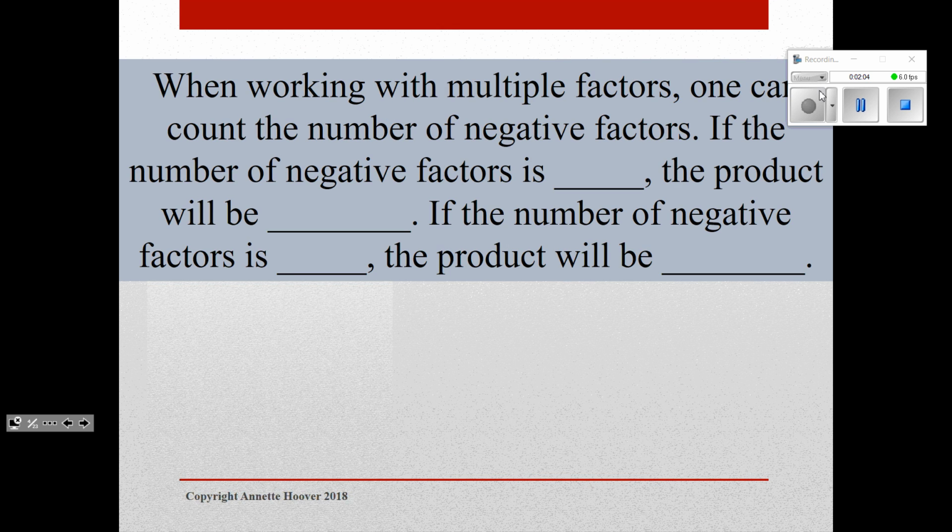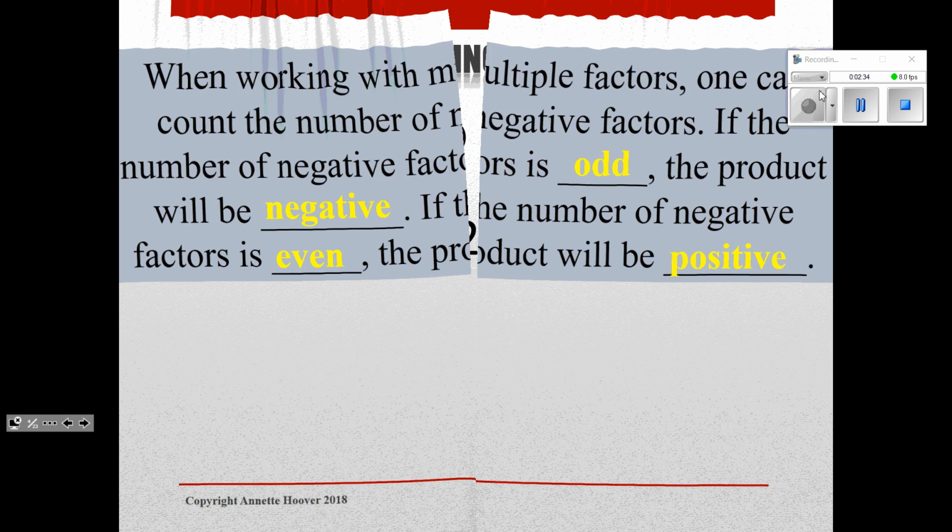When working with multiple factors, one can count the number of negative factors. If the number of negative factors is odd, that means there is 1 negative, or 3, or 5, or 7 negatives, the final product is going to be negative. If the number of negative factors, the negative signs, is even, there are 2 or 4, 6, 8, 10 negative signs, then the product will be positive.